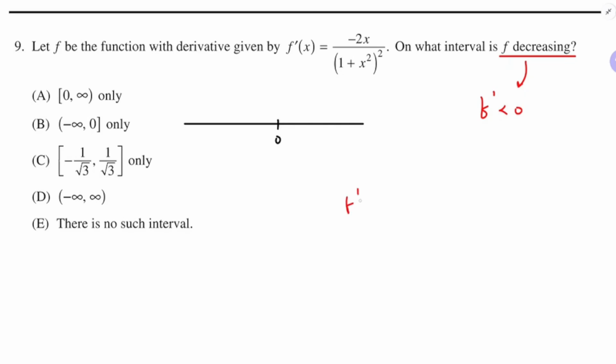So I'm going to do f prime of 1. And that's negative, and then maybe f prime of negative 1. So negative 2 times negative 1 would be 2 over the denominator. It's something squared, so that's going to be a positive number. And so, okay, decreasing is just going to be when x is greater than 0. Okay, so answer choice A.